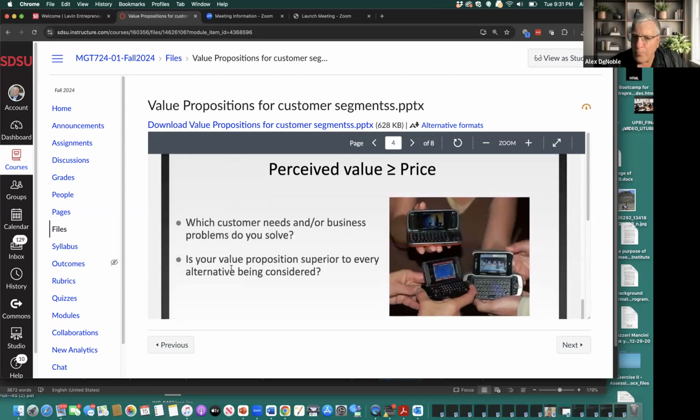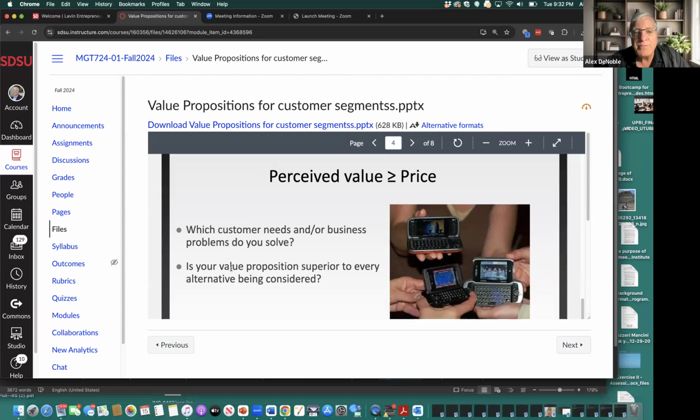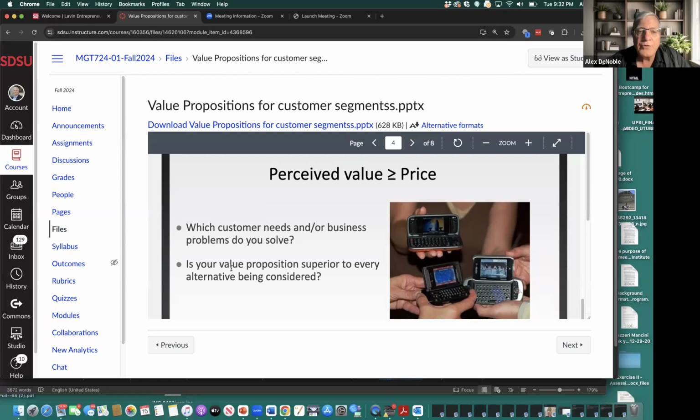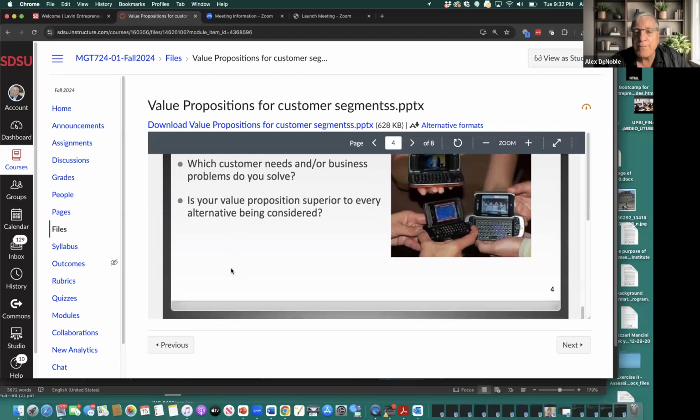So ultimately, when you come up with a value proposition statement, I like to use this formula. The customer has to believe that they're getting value equal to or over and above the price you intend to charge them to obtain your product or services. So which customer needs and or business problems do you solve? And is your value proposition superior to every or most alternatives being considered by the customer?